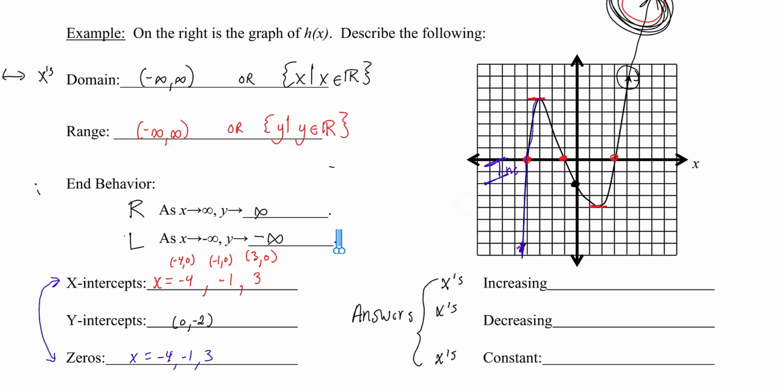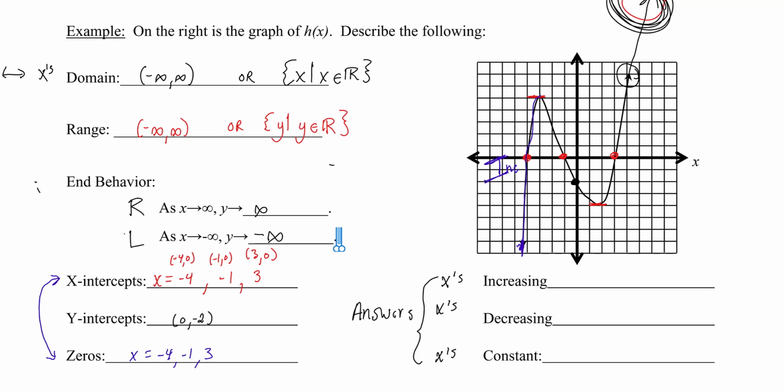And since we use the x coordinates to write that answer, the leftmost x coordinate is negative infinity. And it stops increasing here at this point, this relative maximum, and that x coordinate is at negative 3. So it starts increasing at x equals negative infinity and stops increasing at x equals negative 3.